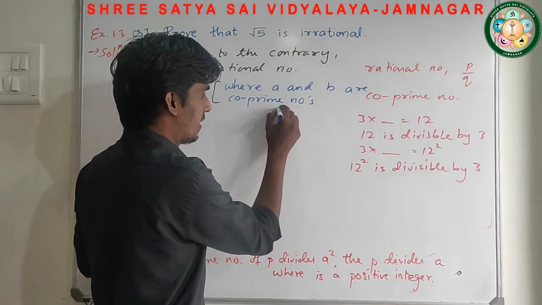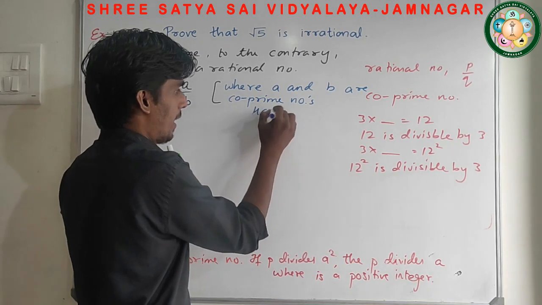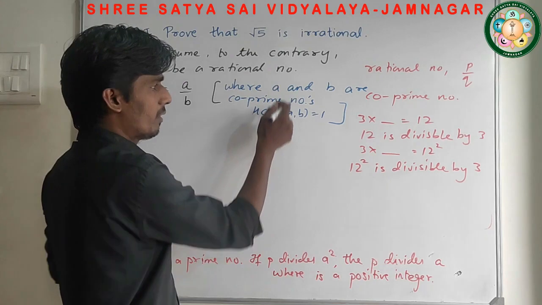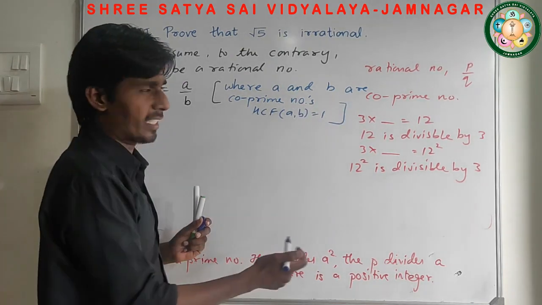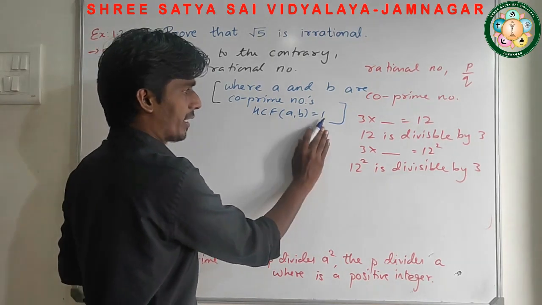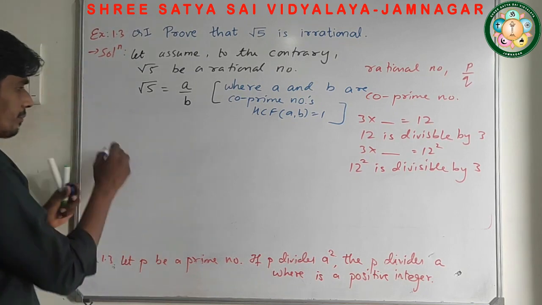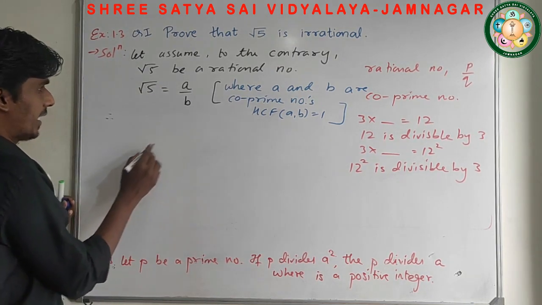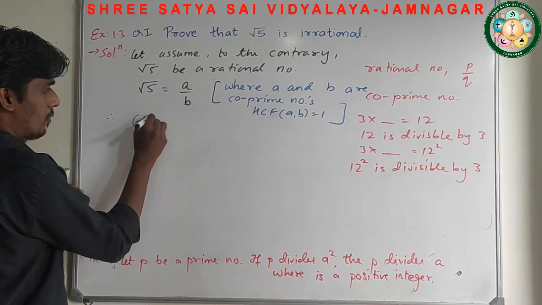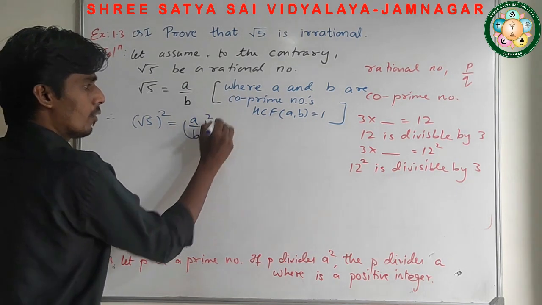It means, or we can say that HCF of A and B is 1. Any one thing you can write, but better to write as per textbook. A and B are co-prime numbers, so their highest common factor is 1 only. Now, squaring both the sides, it becomes what? What is root 5 square? A by B whole square.